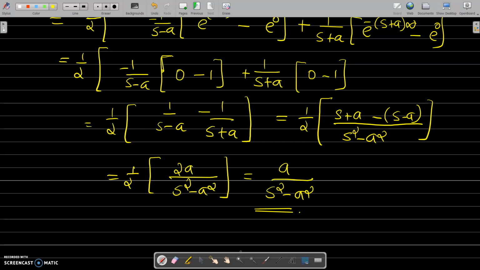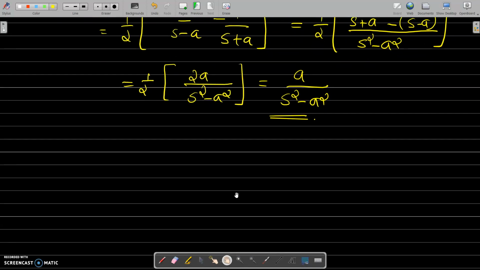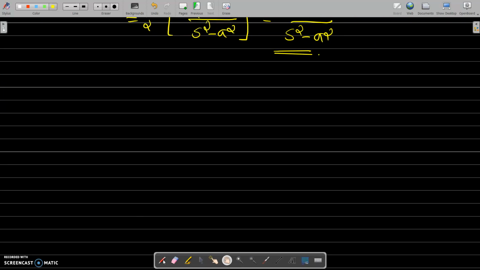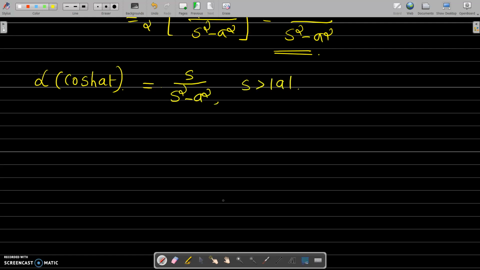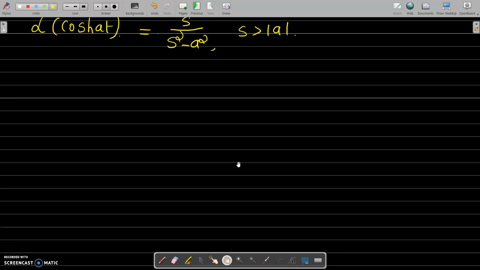And next is Laplace transform of cosh at. In the same way as we proved in the case of sinh at, we can find out Laplace transform of cosh at is equal to s divided by s square minus a square, where s is greater than mod a.